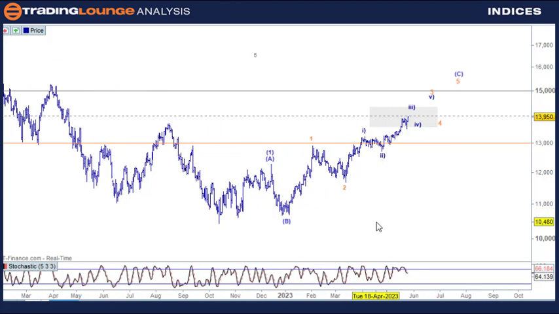Then it's like, well, counting this up here, if we take it from the low here, if we look at this as the A wave, the B wave here, and then the C wave up here, I'm finding the C wave a little bit long compared to wave A.